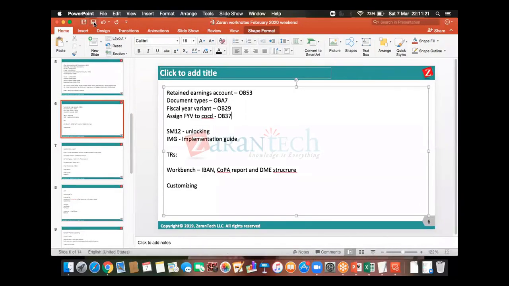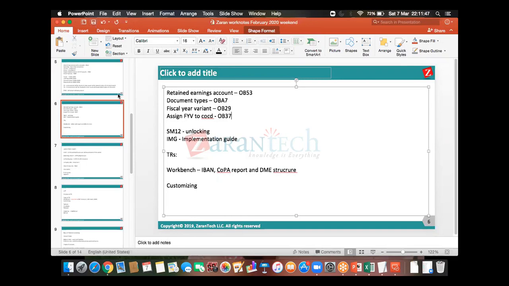Every node can be accessed either the way Lavanya accessed it now or by directly entering the transaction code. So you can choose to go either way. If you remember the transaction code, you can directly put OB37 in the field and it will take you there. Or you can go through the node. All right. Got it.